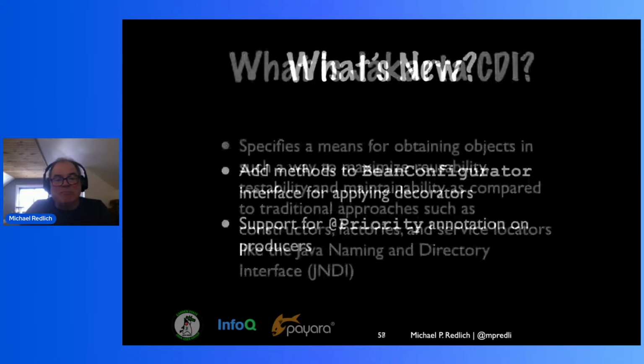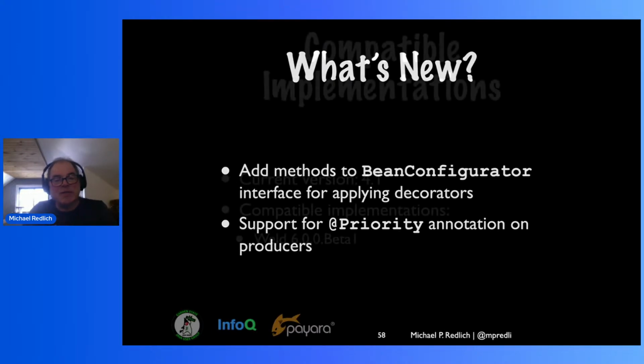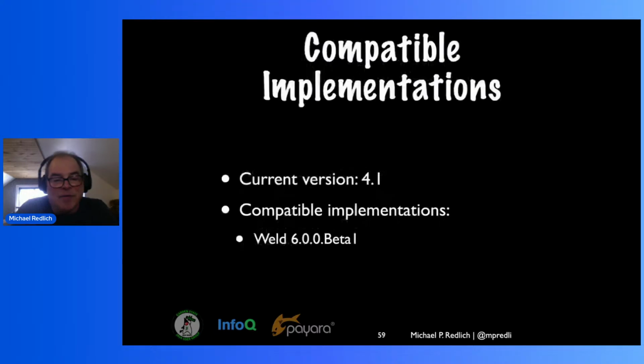All right. So what's new? Adding methods to the BeanConfigurator interface, applying decorators, and support for the Priority annotation on producers. All right, the latest version is 4.1, and Weld has been a long-established compatible implementation of CDI. This is version 6 beta 1 for that.